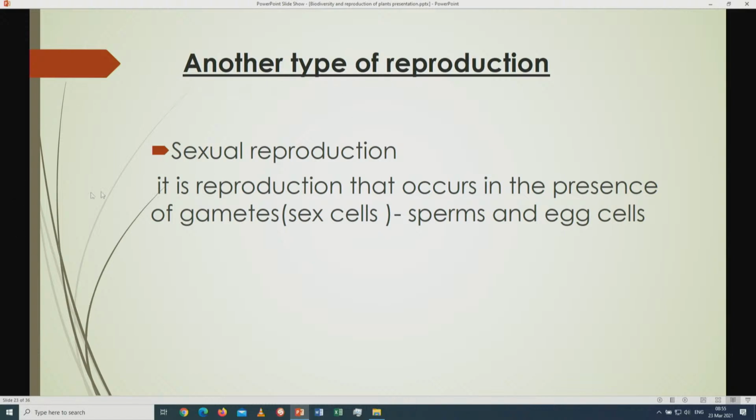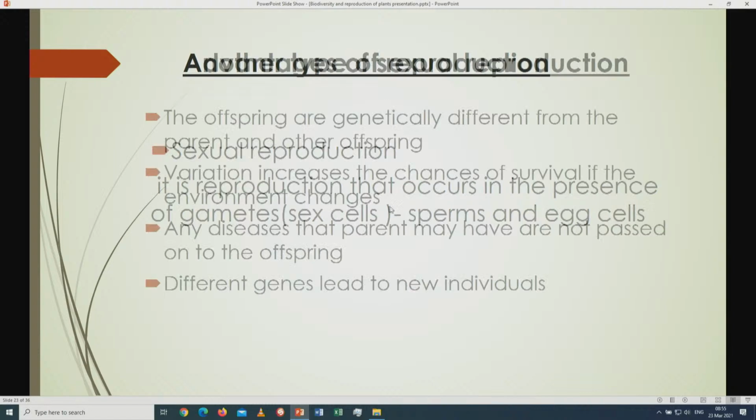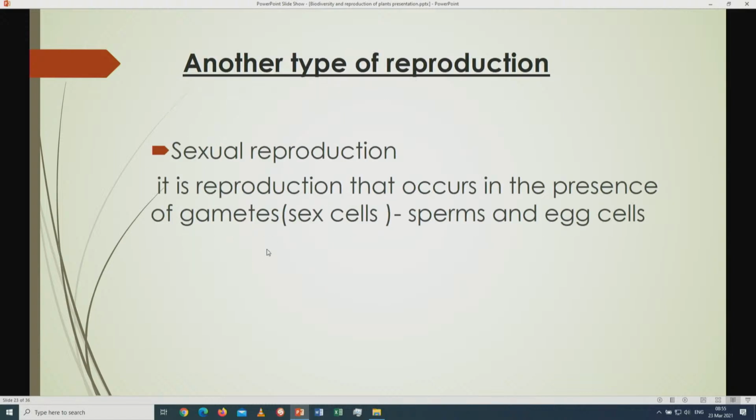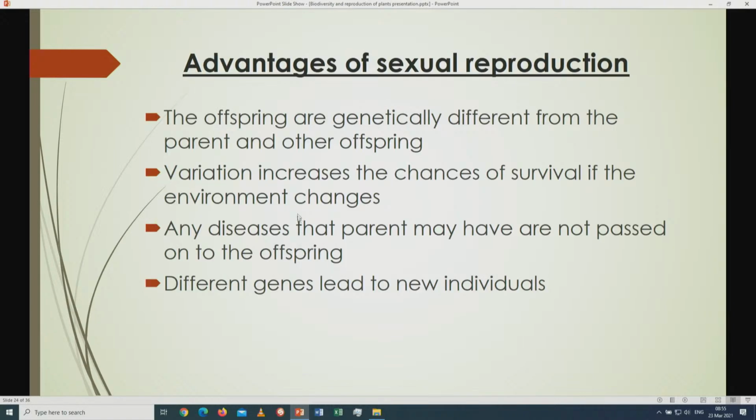The second type of reproduction, sexual reproduction, is the reproduction that occurs in the presence of gametes, sperms, and the eggs. So it takes place in all the gametophytes of the groups that I have shared with you. In the gametophyte of the moss plant, sexual reproduction is taking place. In the gametophyte of a fern, sexual reproduction is taking place. In the gymnosperm, sexual reproduction is taking place. In angiosperm again, sexual reproduction is taking place.